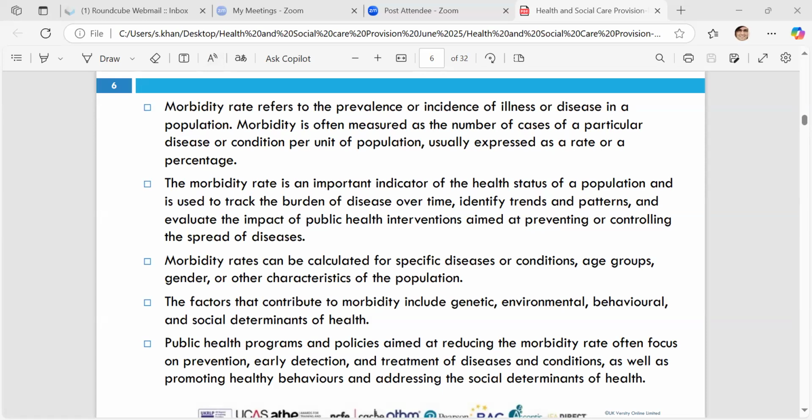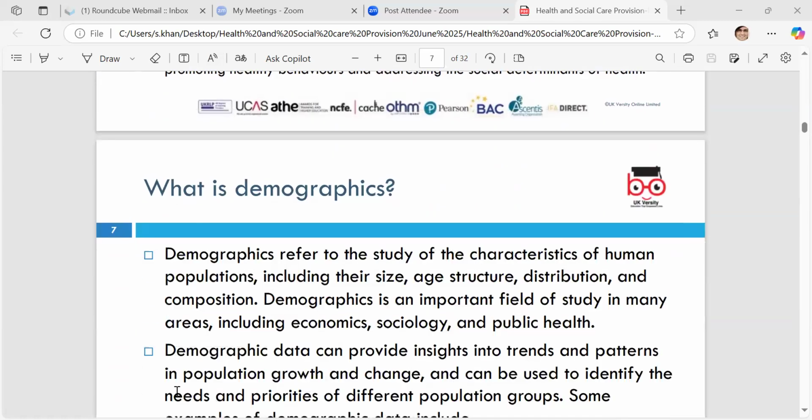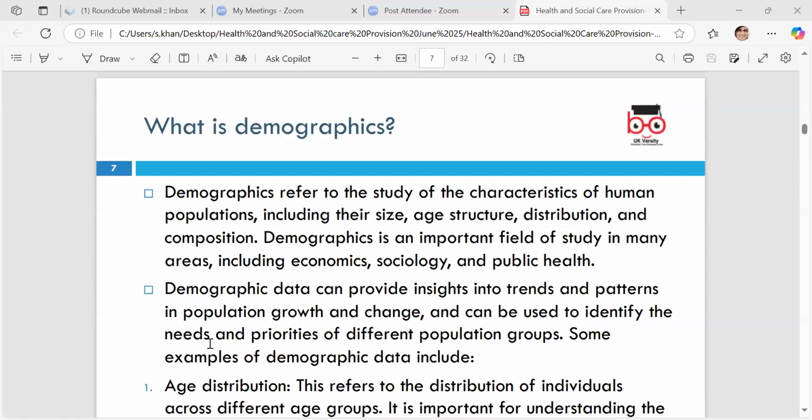And then you've got factors that contribute. This is like generic environmental or behavioral elements of it as well. So that's morbidity rates, and then the next one we've got is demographics. And this is really important to look at as an element of the study as well. It's the various characteristics of a population.